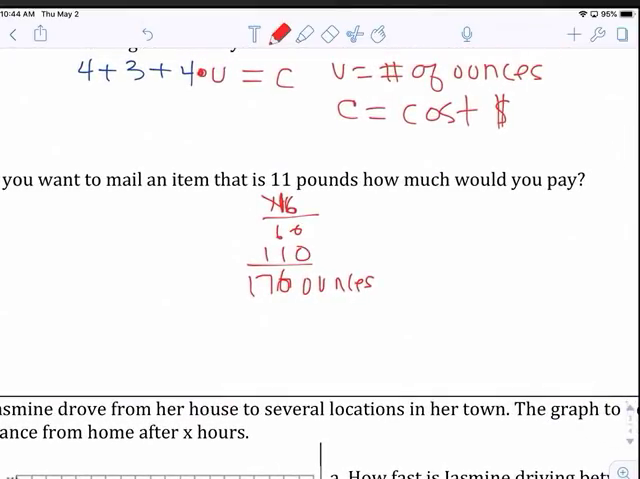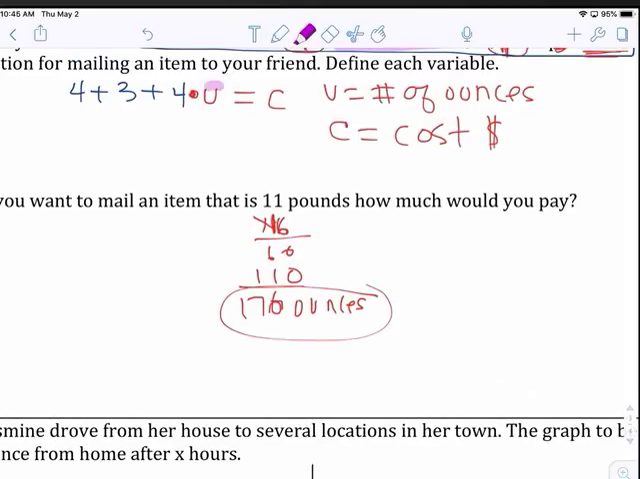Okay, so 176 ounces. Where does this 176 ounces go, under the U or the C? It goes under the U. 7-Eleven.